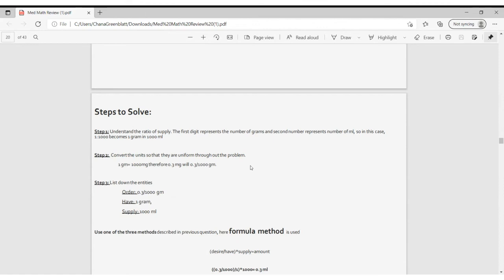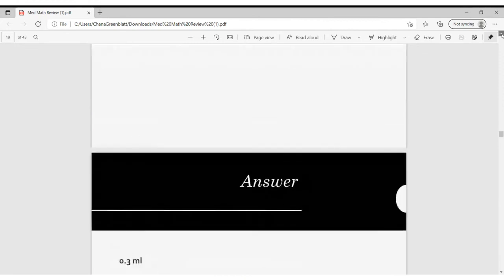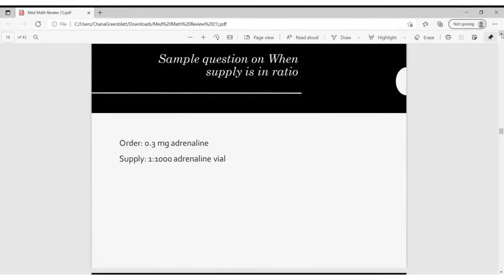Okay, so the 1 to 1,000, the first digit represents the number of grams, and the second number represents ml. So if we go back to the question, we have 1 gram for every 1,000 ml. So again, if I approach this question, I look at it and I'm like, what I want, which is the 0.3 milligrams in the ml form, it's not the same as the 1 gram. So something needs to be converted.